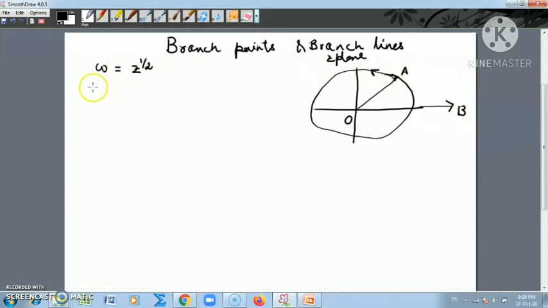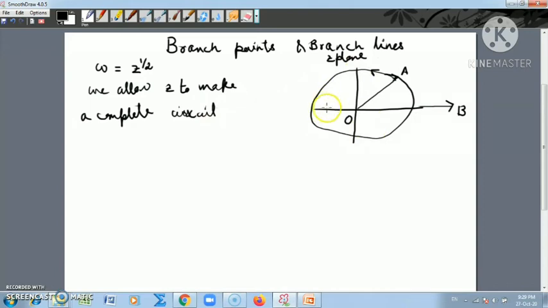So what we do, we allow z to make a complete circuit in the anti-clockwise direction, a complete circuit in this manner as shown by the arrow sign. It has started its journey from A, suppose, and let this angle be θ1. So this is θ1, that means theta is equal to θ1.